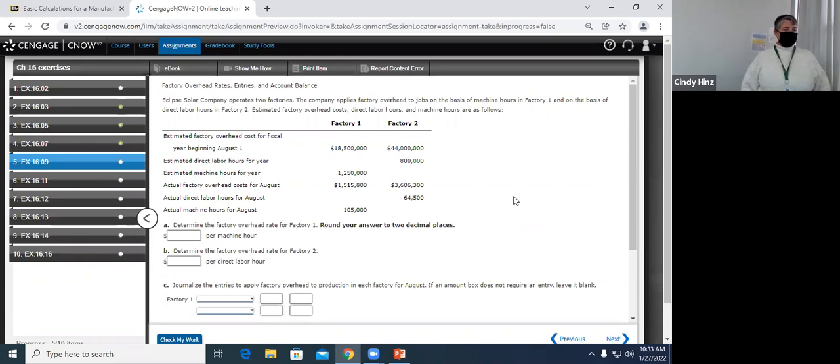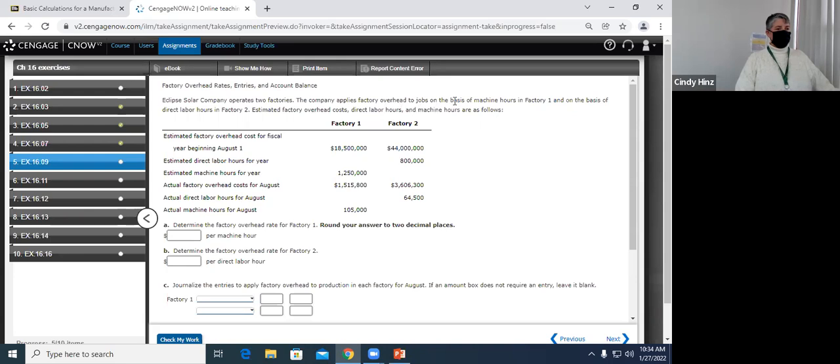Eclipse Solar Company operates 2 factories. The company applies factory overhead to jobs on the basis of machine hours in factory 1 and on the basis of direct labor hours in factory 2. Estimated factory overhead costs, direct labor hours, and machine hours are as follows. So we're first asked in letter A, determine the factory overhead rate for factory 1.